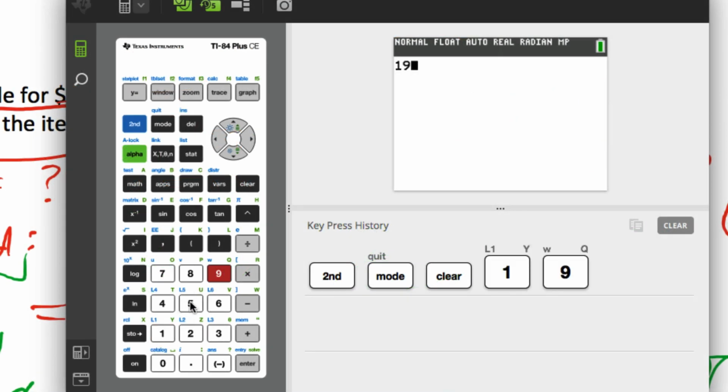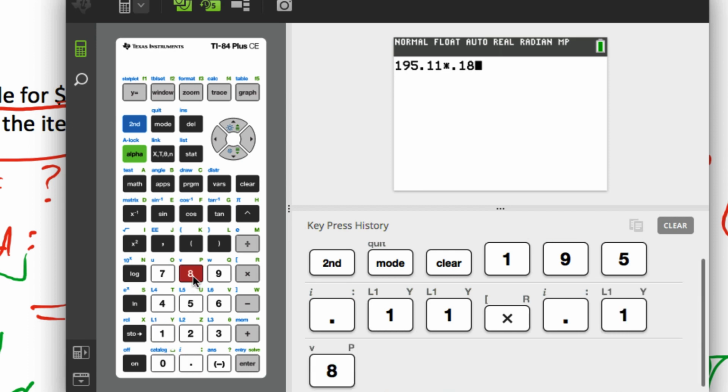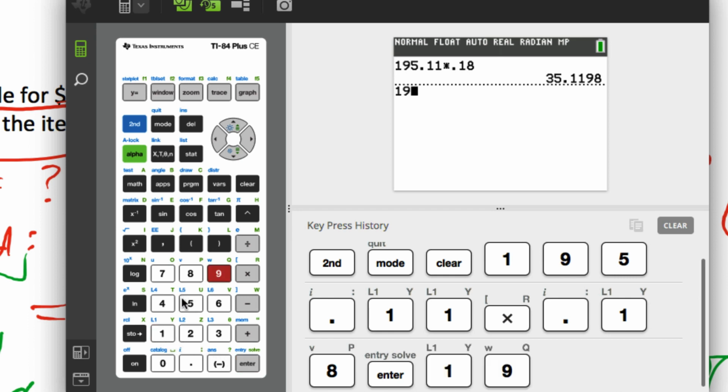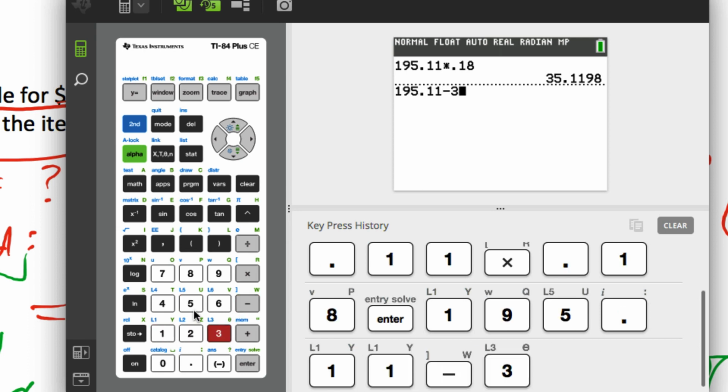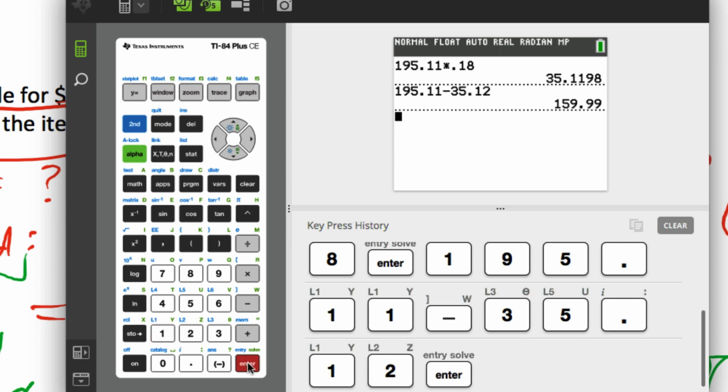Now, if you're questioning whether that's correct, let's check our work this way. Let's take our final price, which would be the total we've paid, and let's take 18% of that. 18% of the total would be the part we don't pay. We don't pay $35.12. So if we then took that amount off of the price we've calculated, $35.12, do we get $159.99? Yes, we do. So we know our answer is correct.